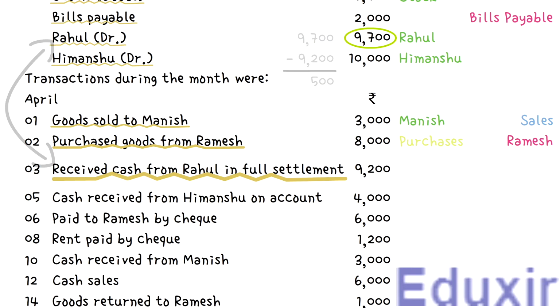Now, as the debtor is paying to the business, the liability of the debtor to pay to the business will be decreasing. Note here that I am talking about the liability of the debtor to the business and not the business liability.